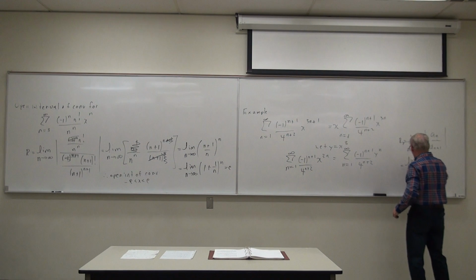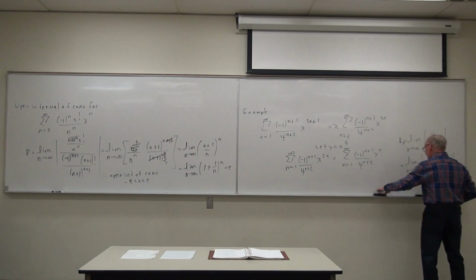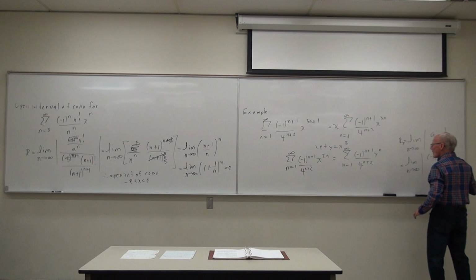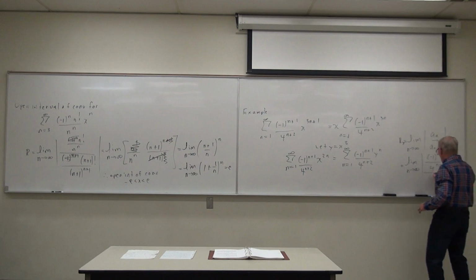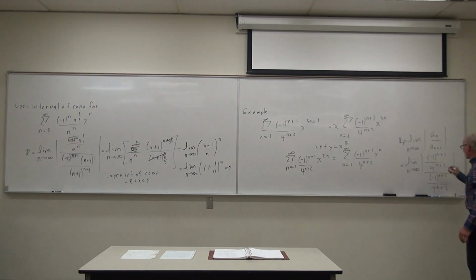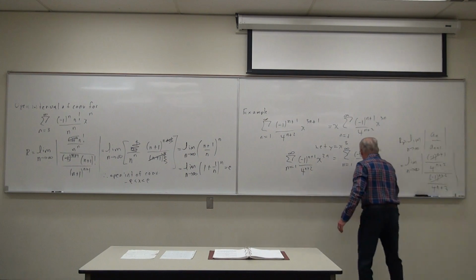Limit, n goes to infinity, absolute value, minus 1 to the n plus 1 over 4 to the n plus 2. There's a sub n. Now, increase the n's by 1. And what's that limit? Throw away the minus signs. Turn it upside down.